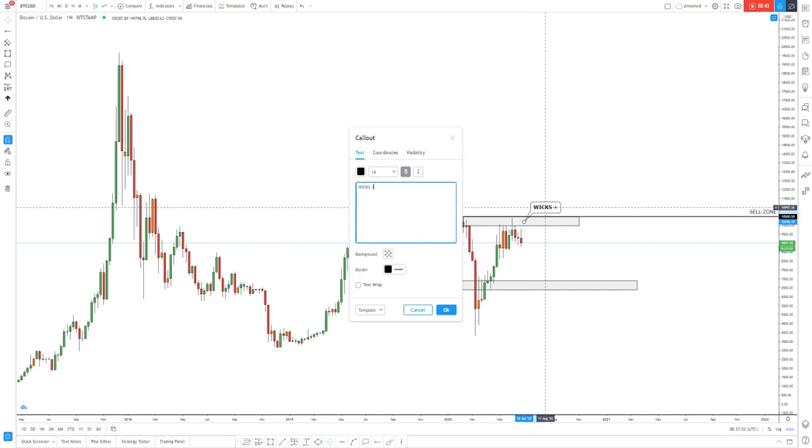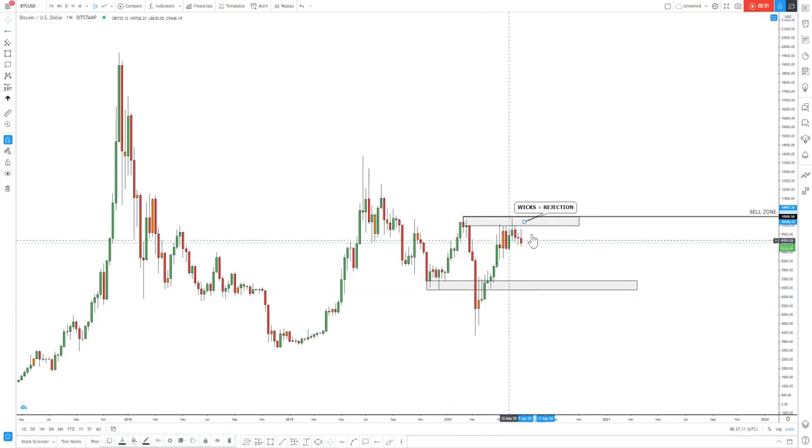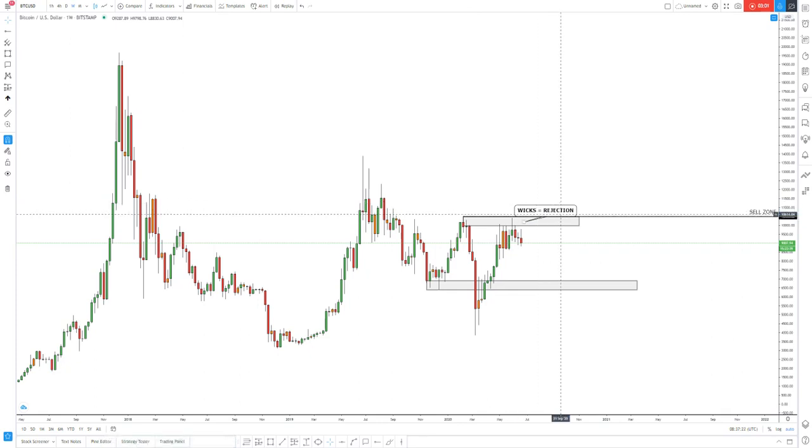Wicks equal rejection. When wicks equal rejection, there is a huge tendency that price will push down lower back to this level. So I won't just sell BTC USD. I'm trying as much as possible to make my sentiments clear on the weekly time frame before I go down to the daily, the 4 hour, then the 1 hour.